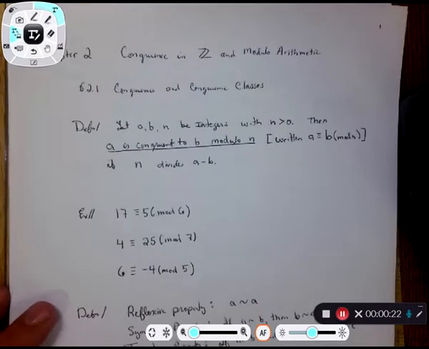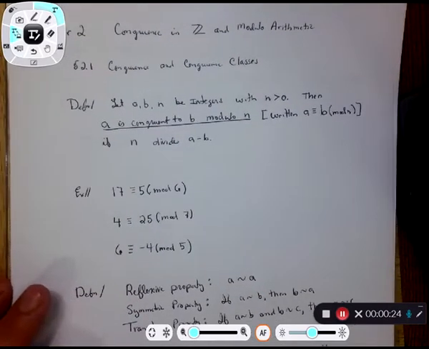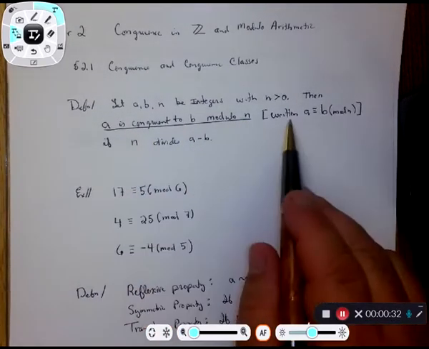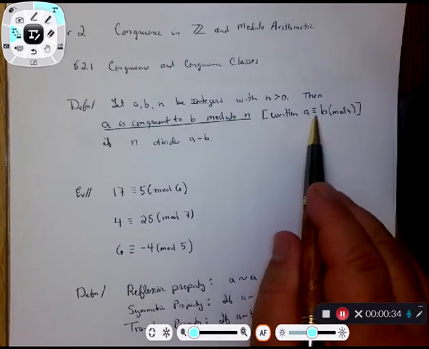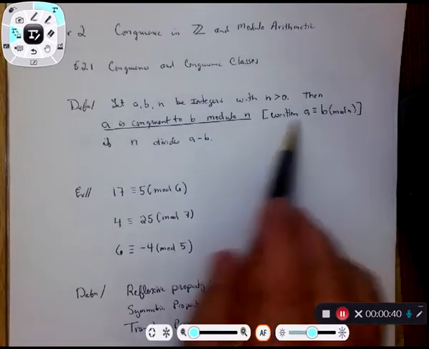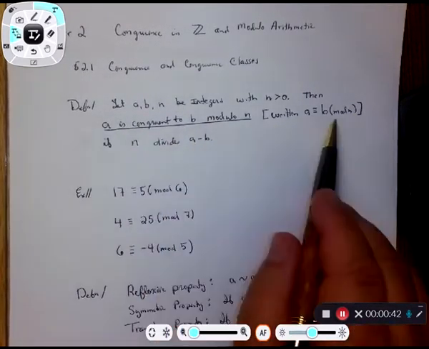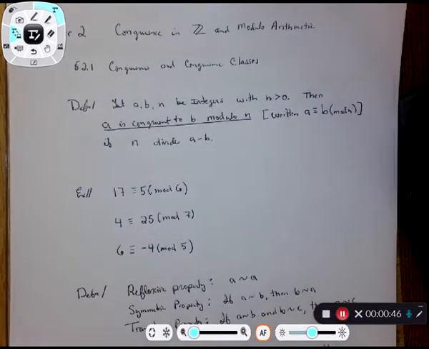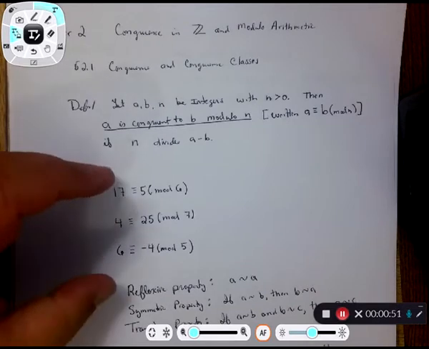Let A, B, and N be integers, with N being greater than 0. Then, A is congruent to B modulo N, written in the form A, and the three little lines, that's congruent, A is congruent to B mod N, if N divides A minus B. And again, this is an equivalence equation here, but it is an equation.